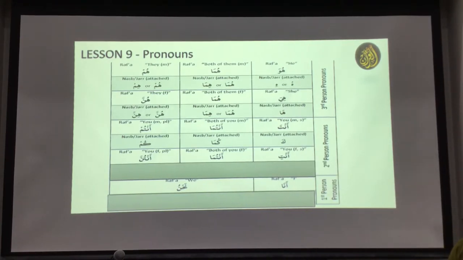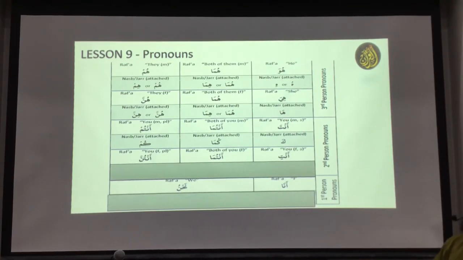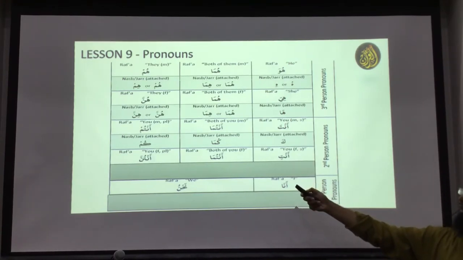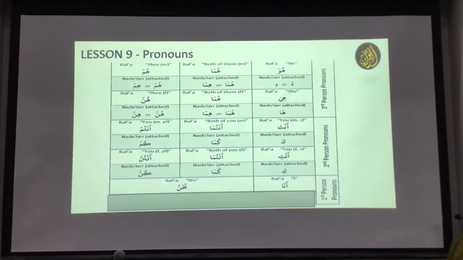Antuma means both of you, in the Rafa version. But when it becomes Nasab or Jar, it becomes Kuma. And Antum means all of you, and it becomes Kum, like Rabbukum. So many times we use Rabbukum in the Quran, talking about all of you. Same thing here with Anti. What will Anti become? Ki, because the Ta becomes Ka, so this becomes Ki. And Antuma will be the same, Kuma, and Antunna will be Kunna.